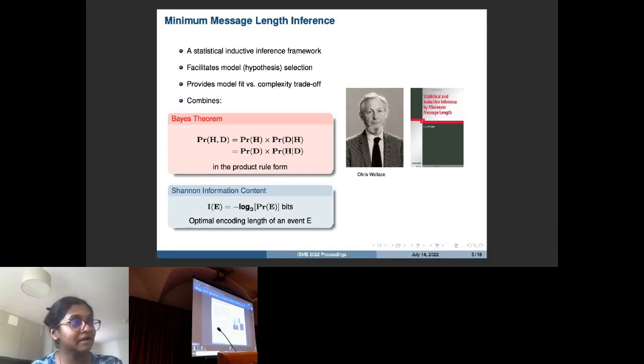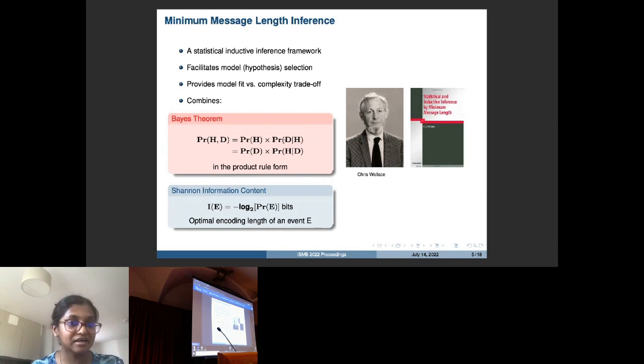In Bayes theorem, as you can see here, we already know that the joint probability of some hypothesis and some data is defined as the product of the likelihood of that data and the prior of the hypothesis. And then separately, we have the Shannon information content, which gives us the optimal encoding length of an event as the negative log of the probability of that event.